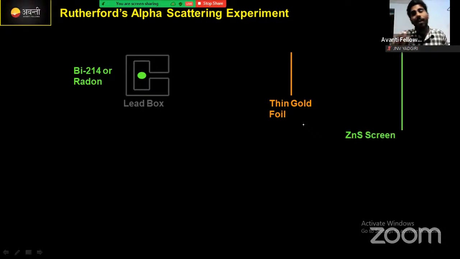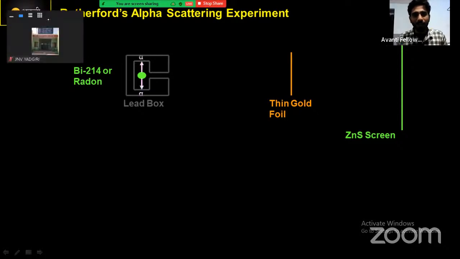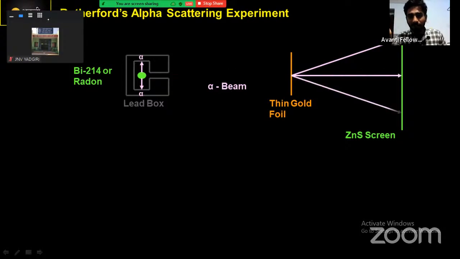And after that, a zinc sulfide screen also to observe the scattering effect here. Clear enough? When this lead box emits the alpha particles, they start to move towards the thin gold foil. Correct now? Alpha beam. You may observe this simulation properly here. Almost all particles are scattered and fall on the screen.